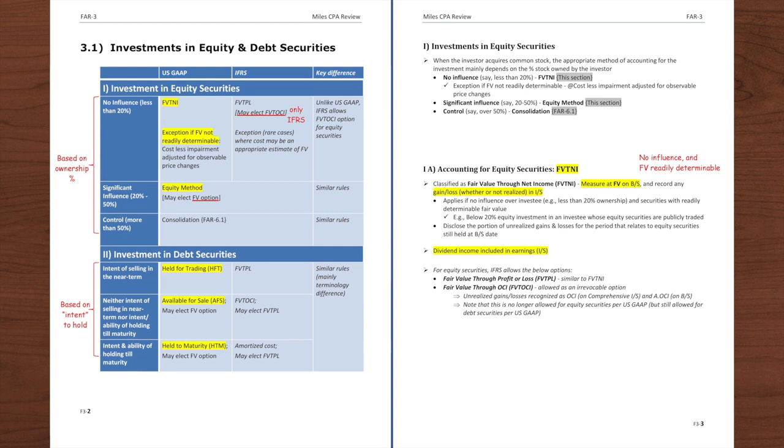So once again, the investor would classify the debt securities as held for trading if the intent is to sell in the near term. Otherwise, classify as available for sale, where the investor may elect underline fair value option. But if the investor has the intent and the ability of holding those debt securities until maturity, then the investor classifies those debt securities as held to maturity. And even in this case, the investor may elect underline fair value option.